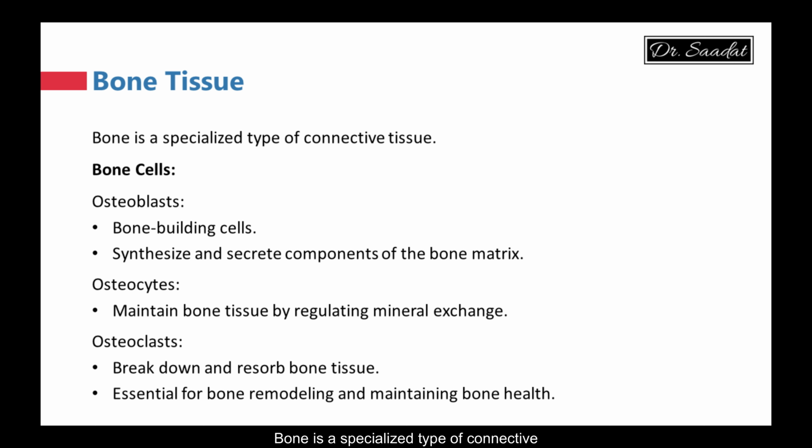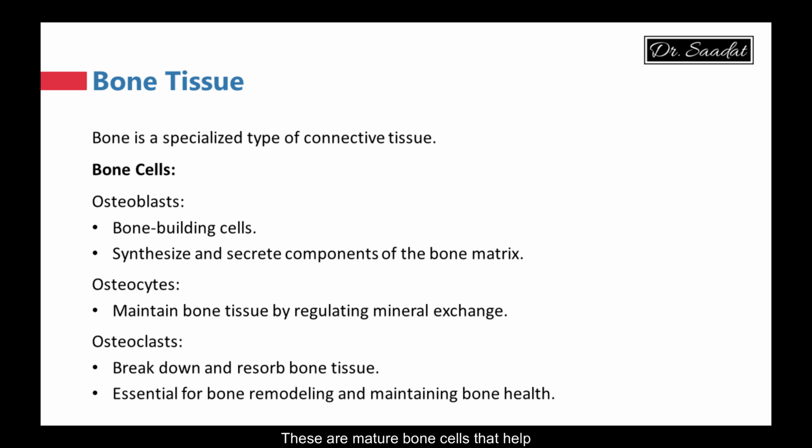Bone tissue. Bone is a specialized type of connective tissue that forms the rigid framework of our skeleton. Unlike most connective tissues, bone is incredibly hard and strong due to its unique extracellular matrix. Bone cells. Several cell types work together to build, maintain, and repair bone. Osteoblasts. These are the bone-building cells. They are responsible for synthesizing and secreting the components of the bone matrix.